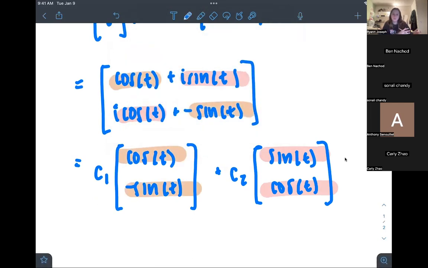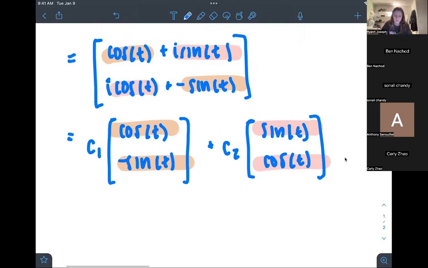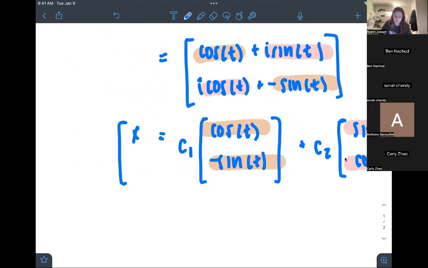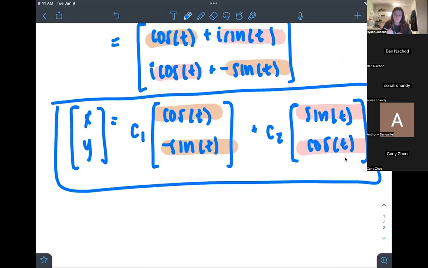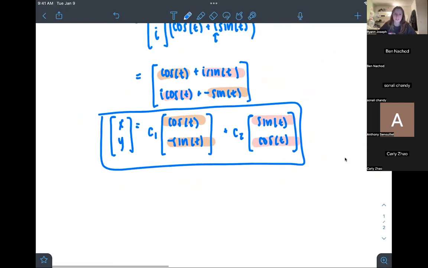So we took the real components, grouped them together, and put them into a column vector. We took the imaginary equations, grouped them together, put them in a column vector, and then we just added constants. And then this is our solution. Perfect. So this is what the solutions to imaginary complex eigenvalues for a diagonalizable system look like.